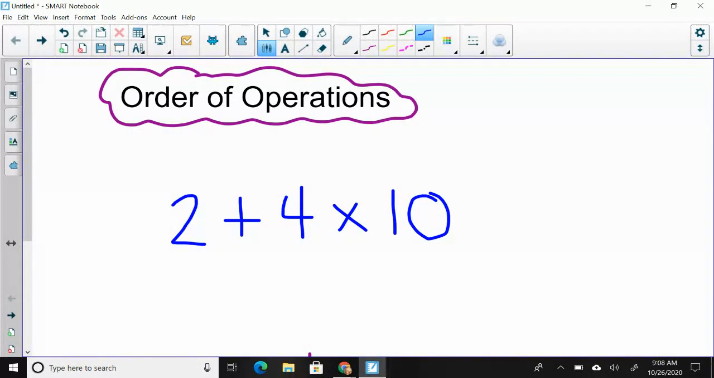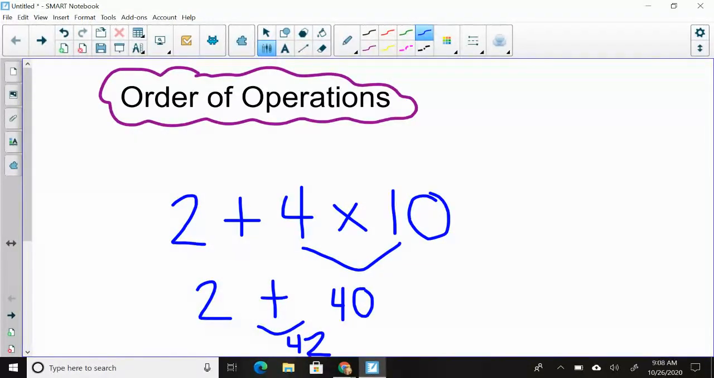Raise your hand if you think we're going to add first. Raise your hand if you think we're going to multiply first. Yes, we have to multiply first. According to the order of operations, we need to multiply before we add, okay? So our answer would be 42, okay? So we would have 4 times 10, which is 40. And then I come back here and say 2 plus 40 is 42.